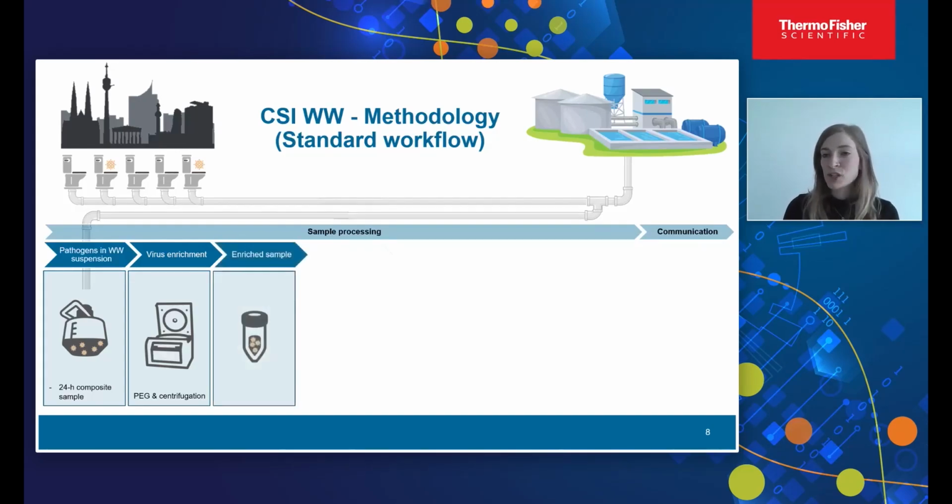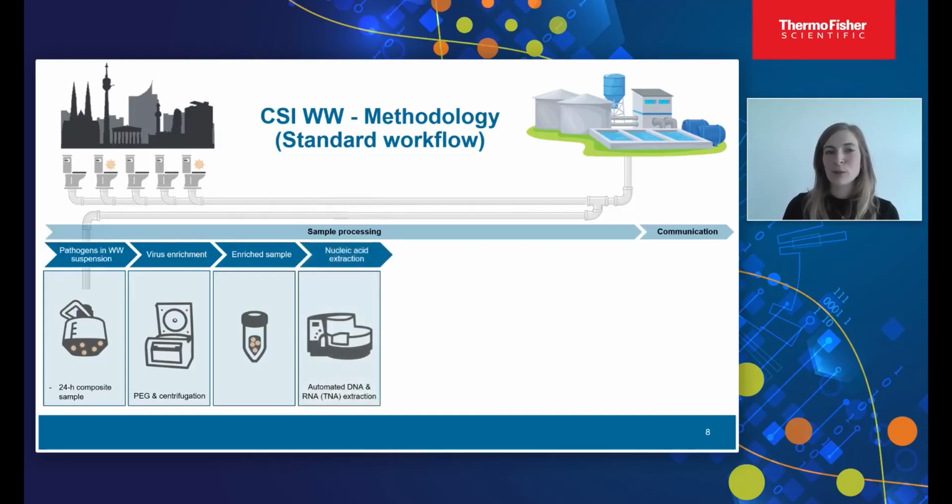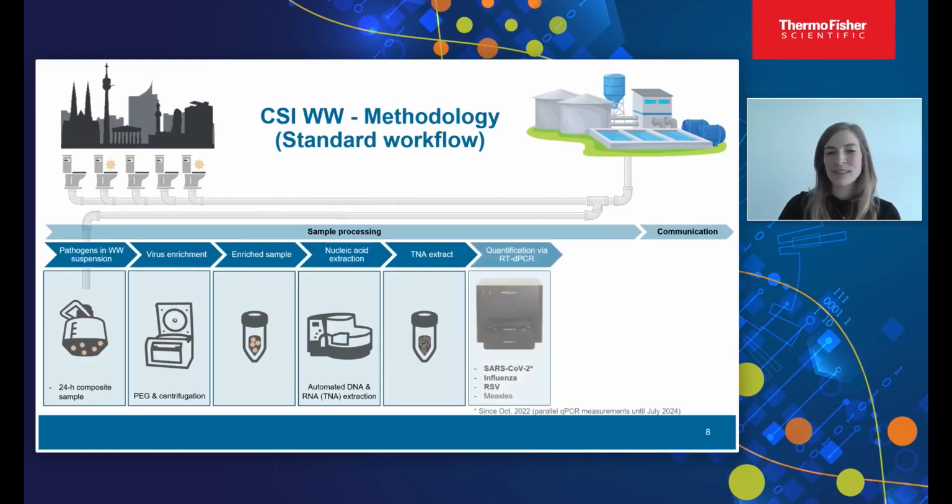Once we have our enriched sample, which holds all the viruses, we try to get out of the viruses what we're actually interested in, and this would be the DNA and the RNA. So the next step is the nucleic acid extraction, which we do with an automated device. After that, we get our TNA extract, so total nucleic acid extract, which contains all the RNA and DNA. And after that, we can do the quantification.